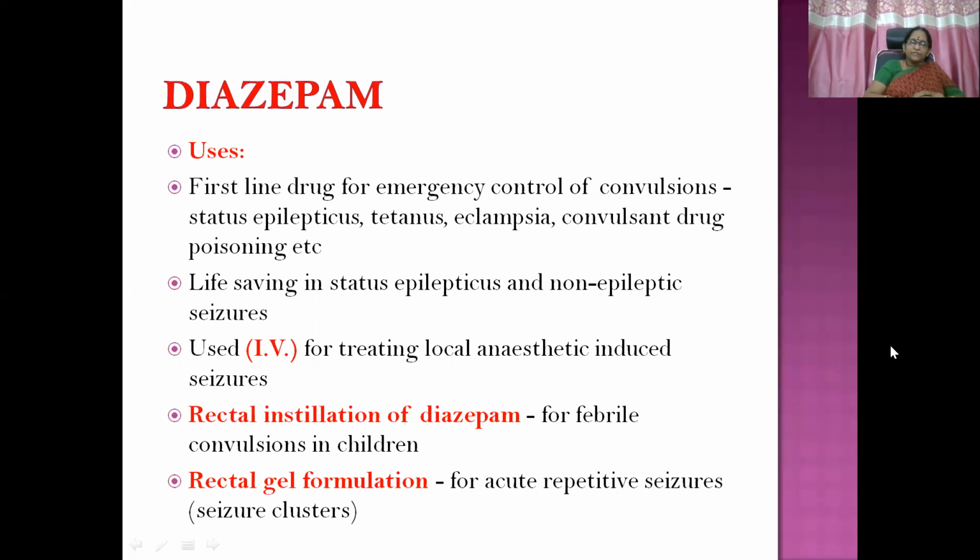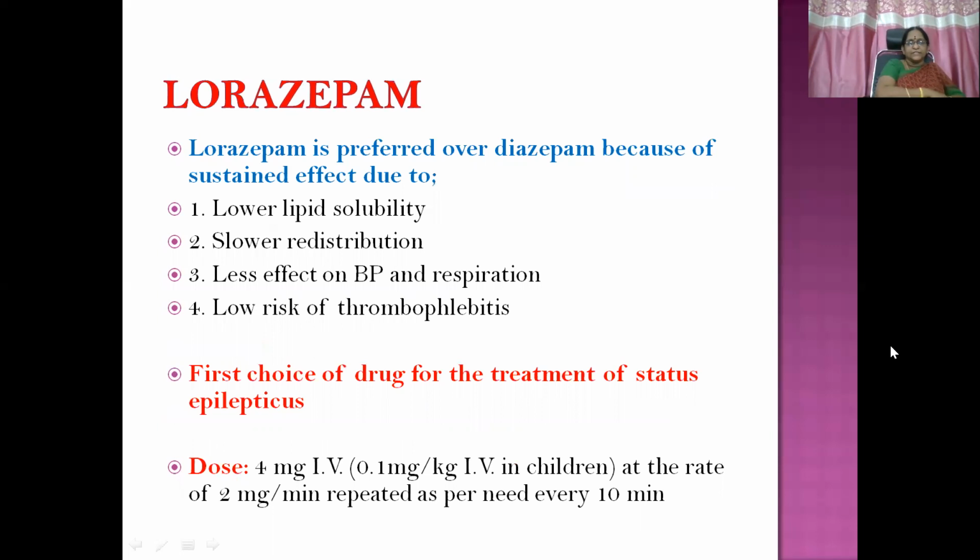The other routes of administration of diazepam, apart from slow IV, are rectal instillation of diazepam for febrile convulsions in children. That is the easiest way for children. And then rectal gel formulations for acute repetitive seizures or seizure clusters. So this is one molecule where we have a new route of drug administration among all the AEDs, that is rectal administration of diazepam for seizure clusters and febrile convulsions in children.